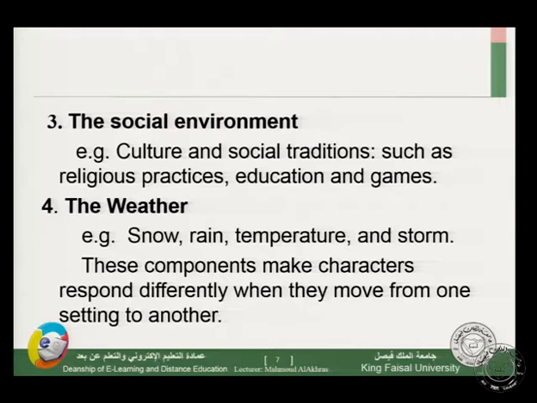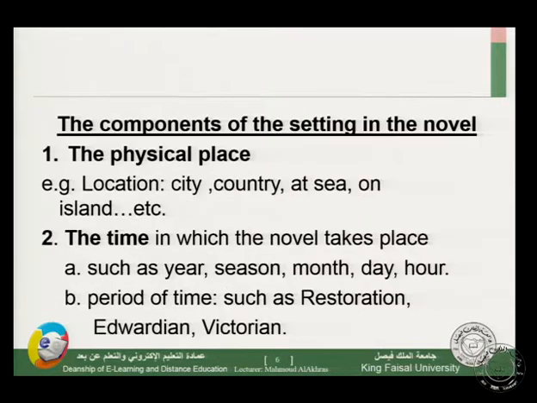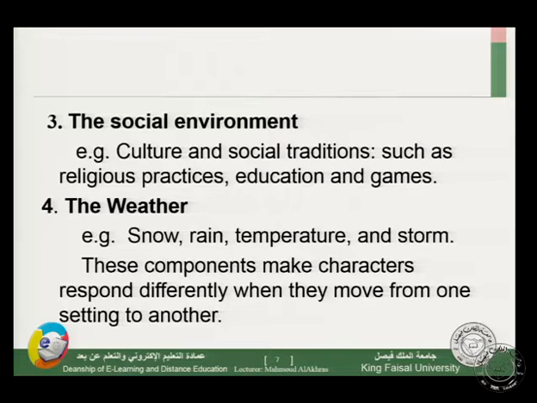And the fourth one, the weather. For example, sometimes we have snow, rain, temperature, and storm. They are described in detail in some novels to add something to the setting. These components make characters respond differently when they move from one setting to another. So we have 4 components for the setting. Again, we have place, time, social environment, and the last one, the weather.